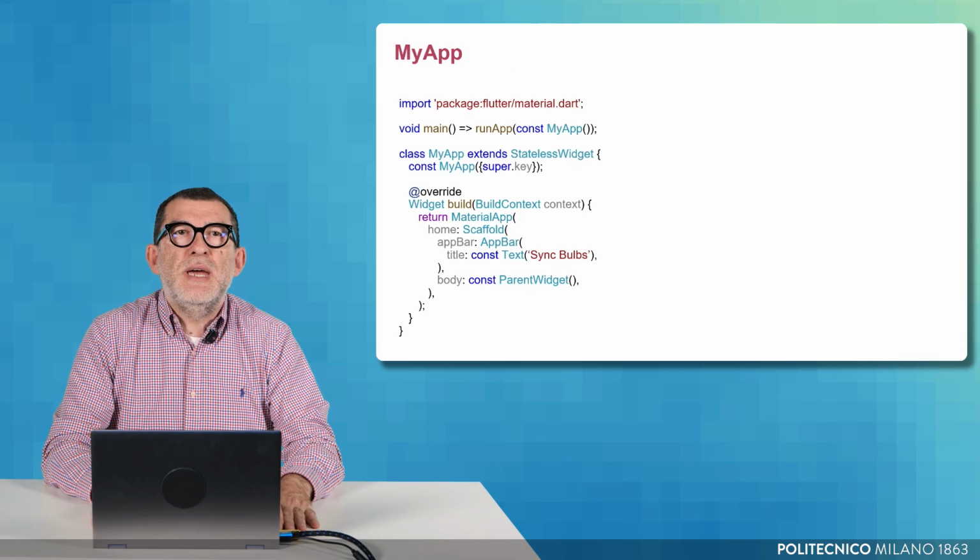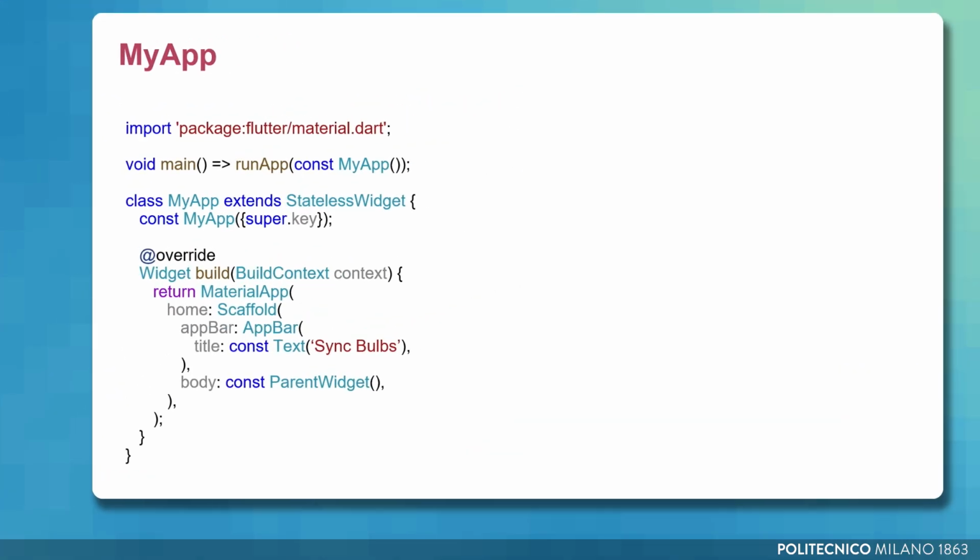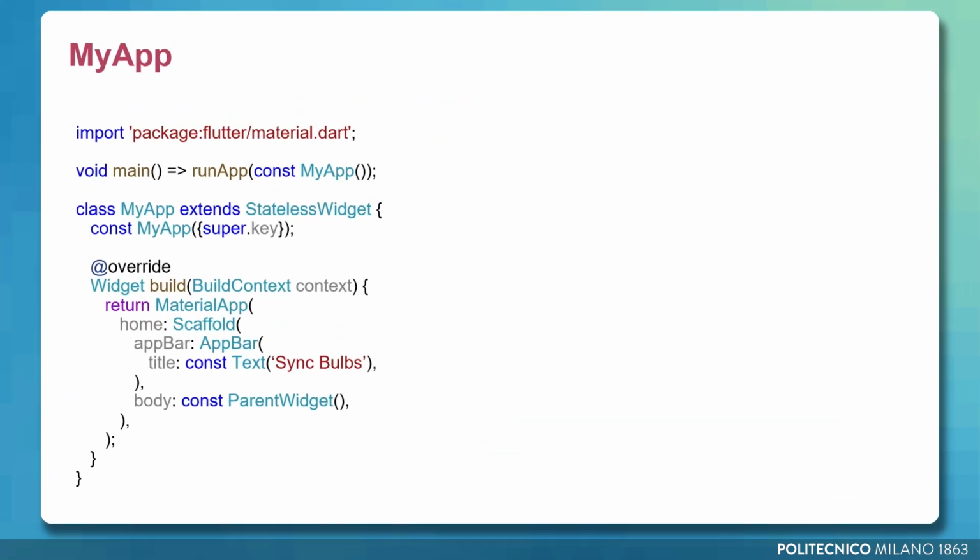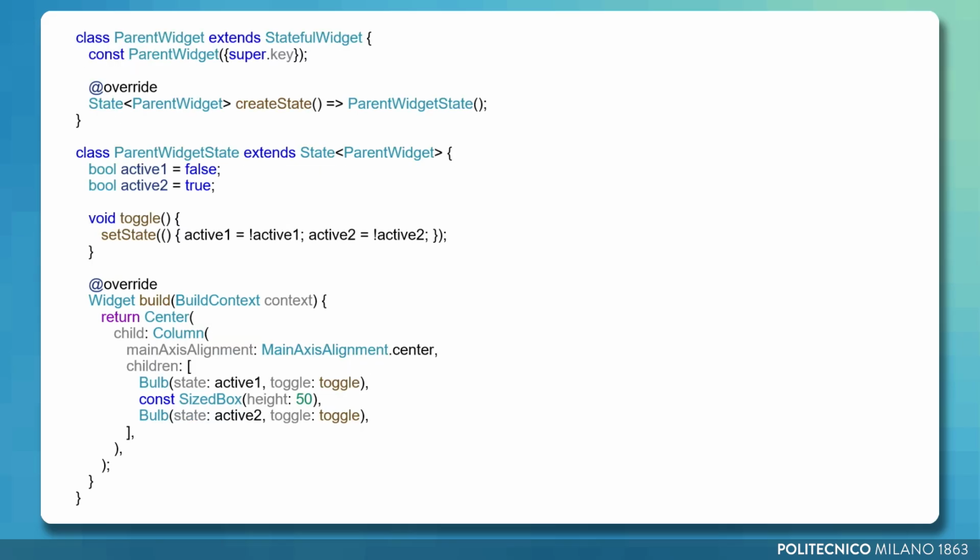So now let's go back to our example. The initial part is more or less always the same. We have the imports and the main function that runs the app. In this case, we start with an initial stateless widget, which we tend to call myApp. The build method is also standard, as it returns a material app that contains a scaffold with a simple app bar. The new part here is that the body is set to a parent widget.